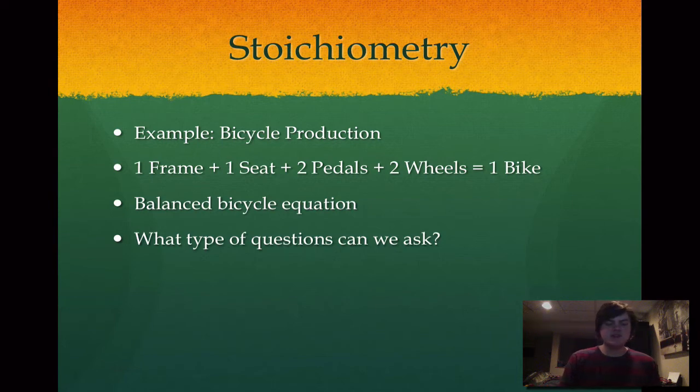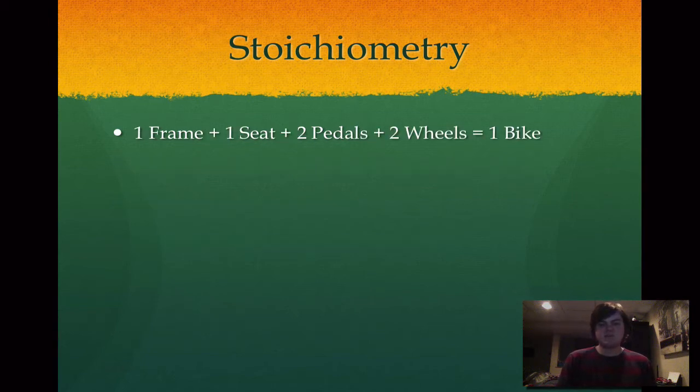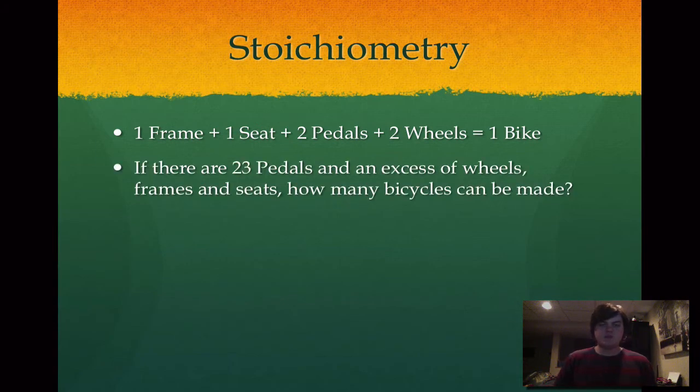So are we going to look at being given a certain number of one of the reactants and figuring out how many products we can form, or seeing if we want to get to the goal of a certain number of products, how many reactants do we need? We're going to start out with this question. If there are 23 pedals and an excess of wheels, frames, and seats, how many bicycles can be made?